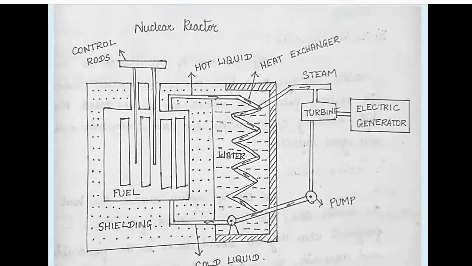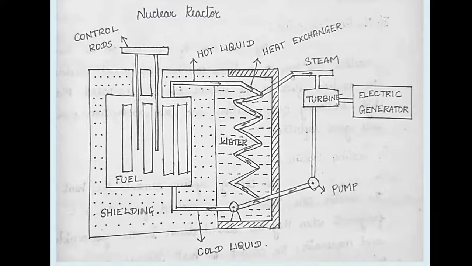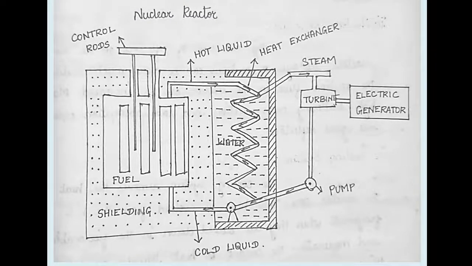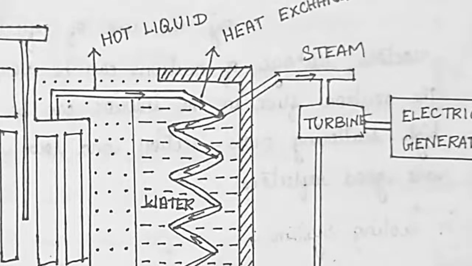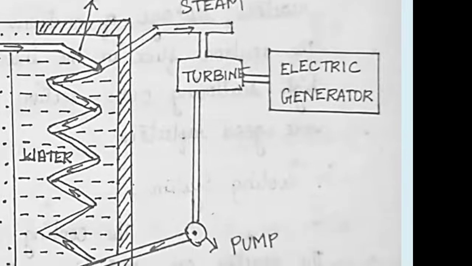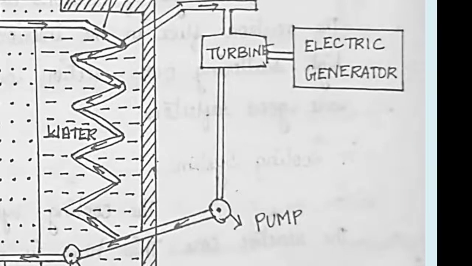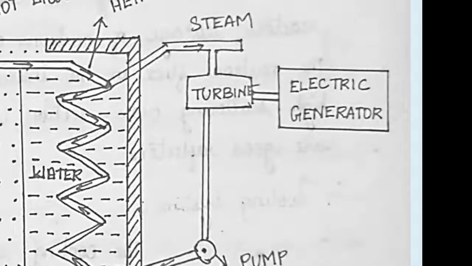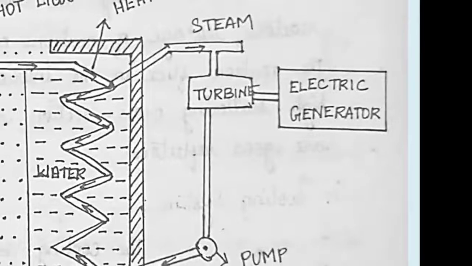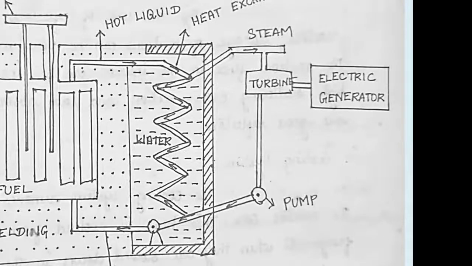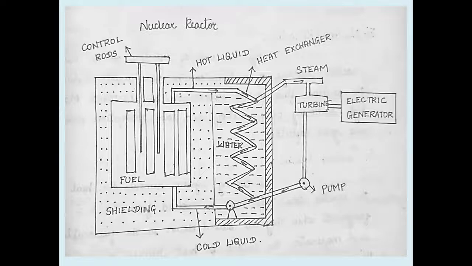We have coolant water running around this nuclear reactor. The cold liquid runs around the nuclear reactor and comes out as a hot liquid, and in the heat exchanger it is converted into steam, and this steam runs the turbine, which is connected to an electrical generator. We know what an electrical generator and a turbine are. A turbine is like a fan. When the steam hits the turbine, it rotates the fan, where the mechanical energy is converted into electrical energy, and power is generated.